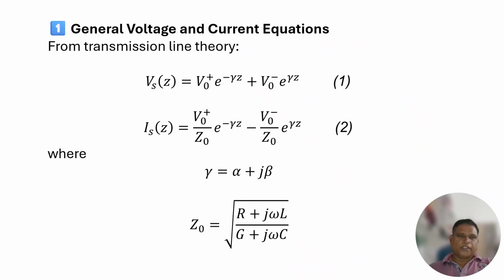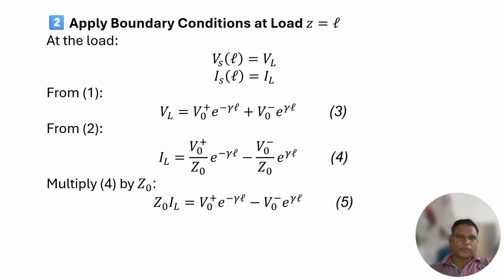From general voltage and current equations from transmission line theory, Vs of z is equal to the forward wave plus the reverse wave. Similarly, the current wave equation is equal to forward current wave and reverse current wave. The propagation constant gamma is equal to alpha plus j beta, and the characteristic impedance Z0 is equal to square root of R plus j omega L by G plus j omega C. Now applying the boundary conditions at the load z is equal to L, the voltage Vs of L is equal to VL, Is of L is equal to IL.